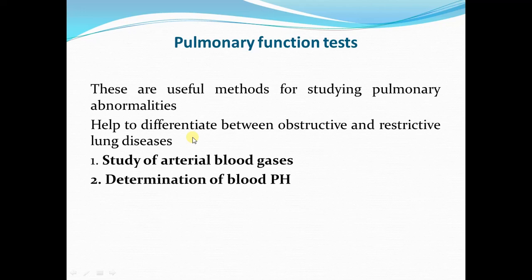I am repeating again that lung diseases can be divided into two major groups, the obstructive lung diseases and the restrictive lung diseases. The obstructive lung diseases are characterized by chronic airway obstruction and increased resistance to flow of air, especially during expiration, while restrictive lung diseases are characterized by decrease in lung compliance.